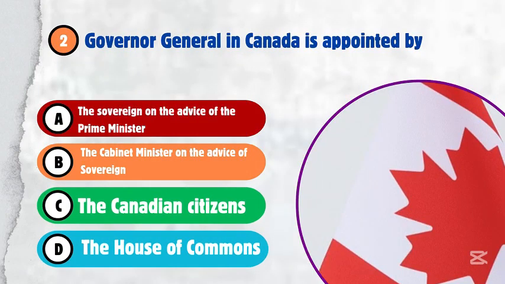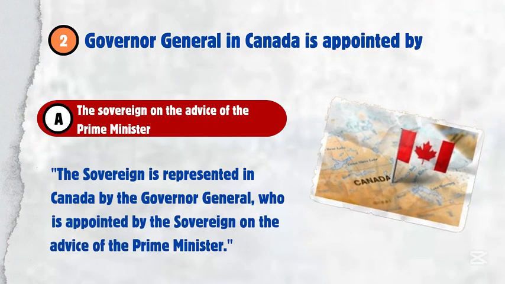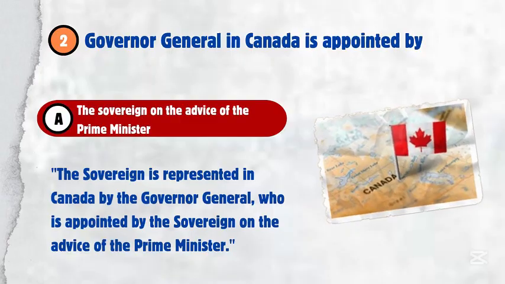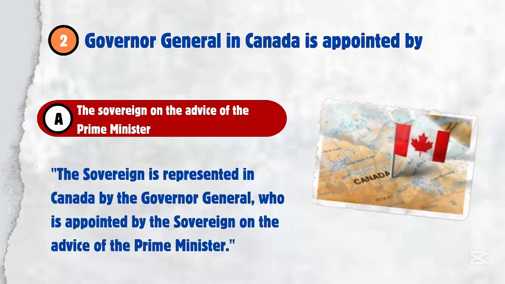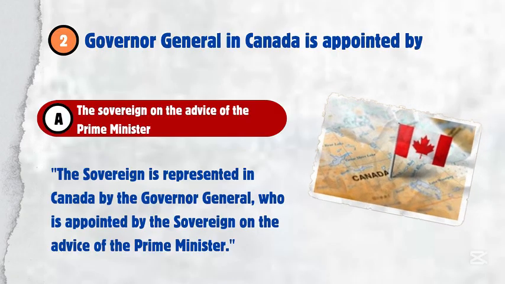2. The Governor General in Canada is appointed by: A. The Sovereign on the advice of the Prime Minister. B. The Cabinet Minister on the advice of Sovereign. C. The Canadian citizens. D. The House of Commons. Answer: A. The Sovereign on the advice of the Prime Minister. The Sovereign is represented in Canada by the Governor General, who is appointed by the Sovereign on the advice of the Prime Minister.